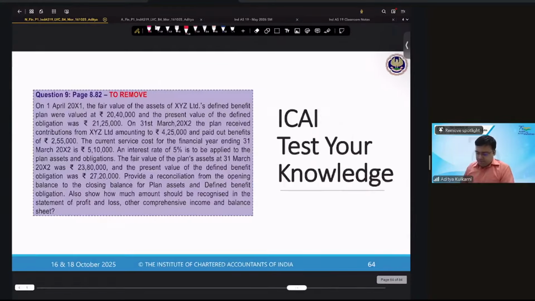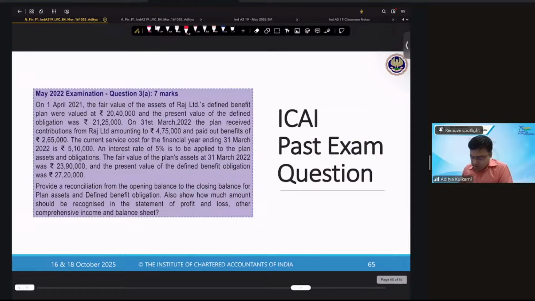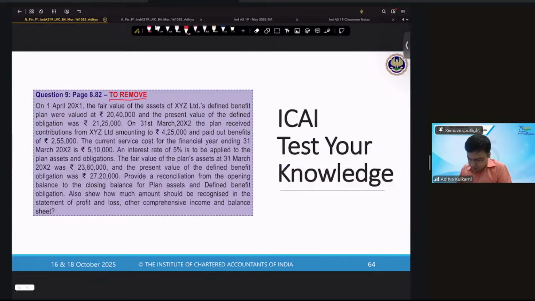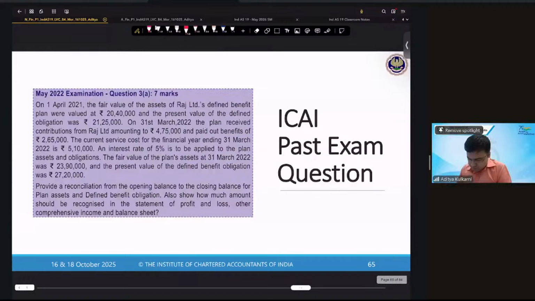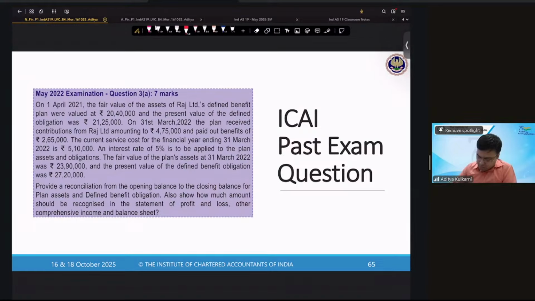ठीक है. This is an old question. It was there in the earlier module. That is why I have written to remove, but the question is correct. Okay. What I will do is I will run you through one of the questions, which is a very nice question. You can do this for homework.